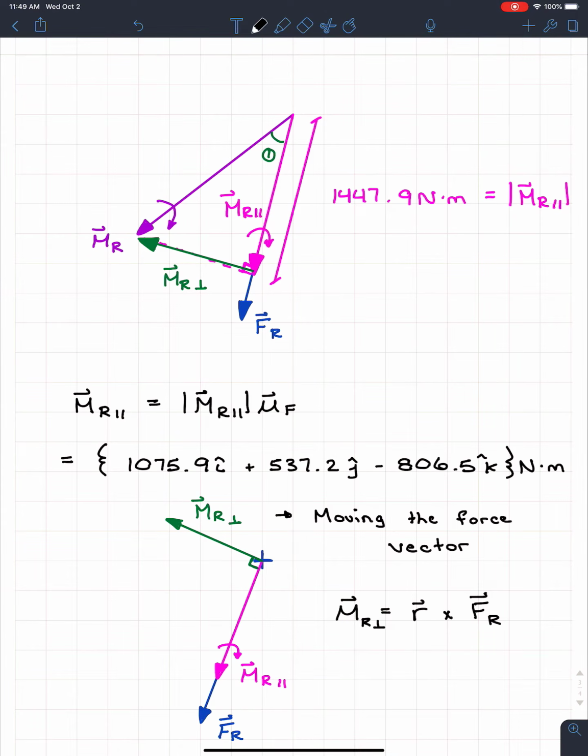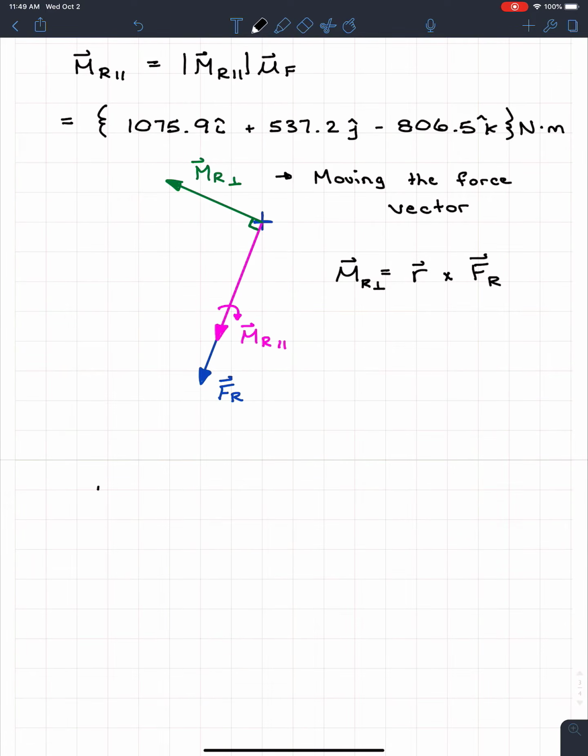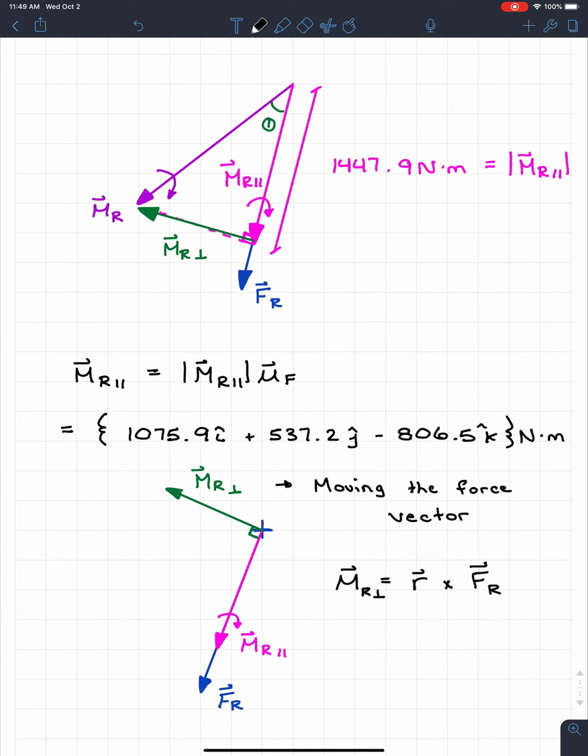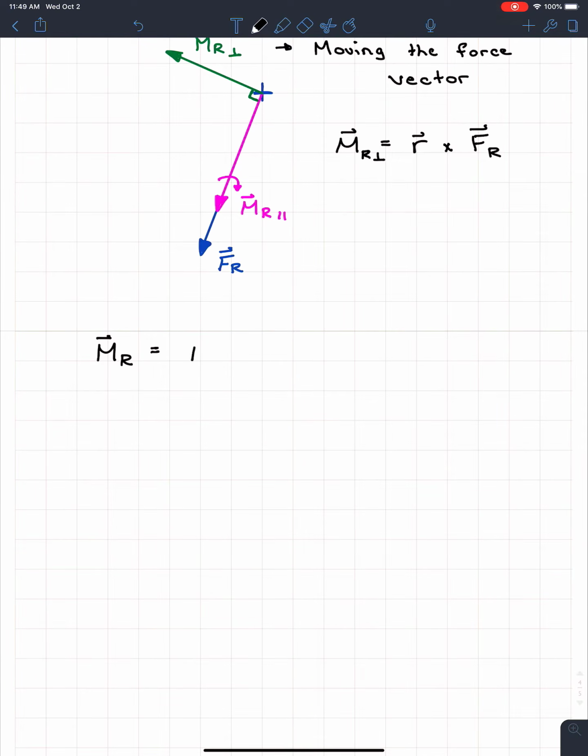So looking at this, we know that MR is the resultant force, that's what we have in the end. And we know that it's comprised of those two components, MR parallel and MR perpendicular. So we know that MR is equal to MR parallel plus MR perpendicular. In this case, we know MR and we know MR parallel, so we can rearrange this formula to say that MR perpendicular is going to be equal to MR minus MR parallel. And we can solve that very, very easily.